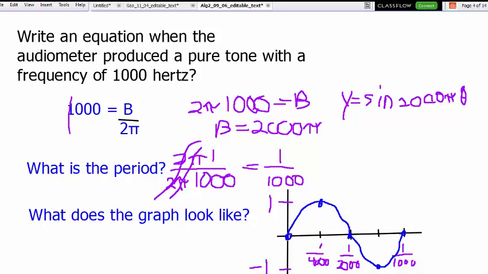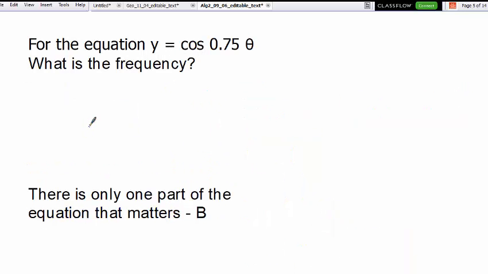Let's take a look at another one. I've got the equation. I want to find out what the frequency is. Remember, the frequency is b over 2 pi. And in this case, b is 0.75 divided by 2 pi. I am not allowed to leave decimals inside of a fraction.